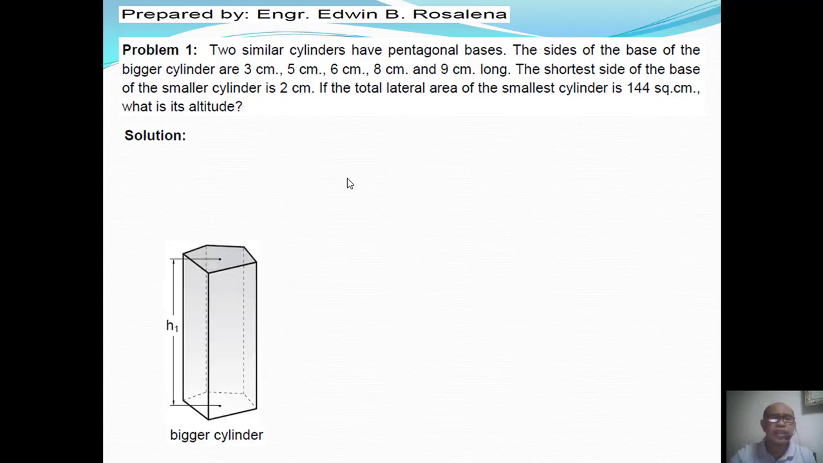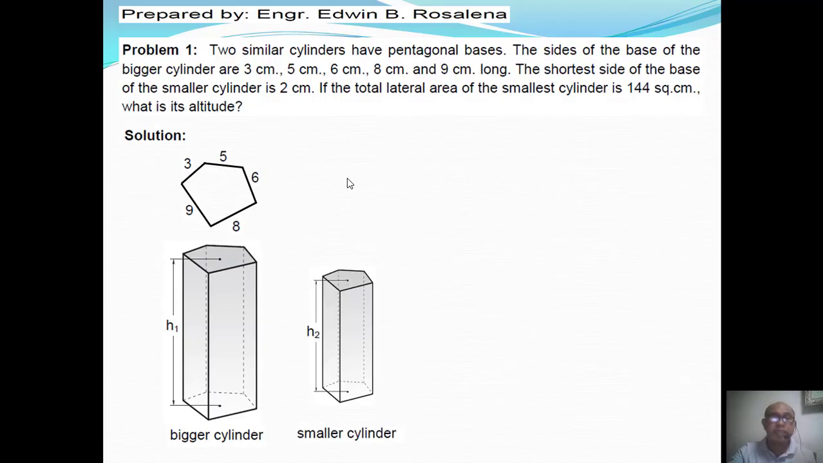This is the bigger cylinder. The bigger cylinder has a base of a pentagon with dimensions 3, 5, 6, 8, 9. Then we have a smaller, similar cylinder. If the shortest side of the smaller cylinder is 2 cm, then the total lateral area of the small cylinder is 144. What is its altitude?